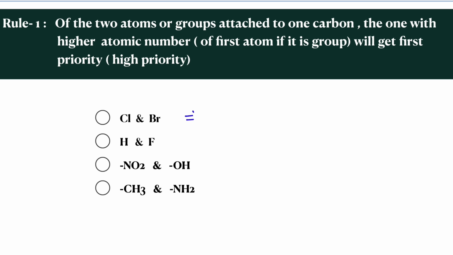In case of chlorine and bromine, no doubt bromine atomic number is 35, chlorine atomic number is 17. Bromine gets the first priority, chlorine gets second priority. High priority means least number. In hydrogen and fluorine, fluorine atomic number is greater than hydrogen. Fluorine is 9, hydrogen is 1. So fluorine will receive first priority, hydrogen will receive second priority.